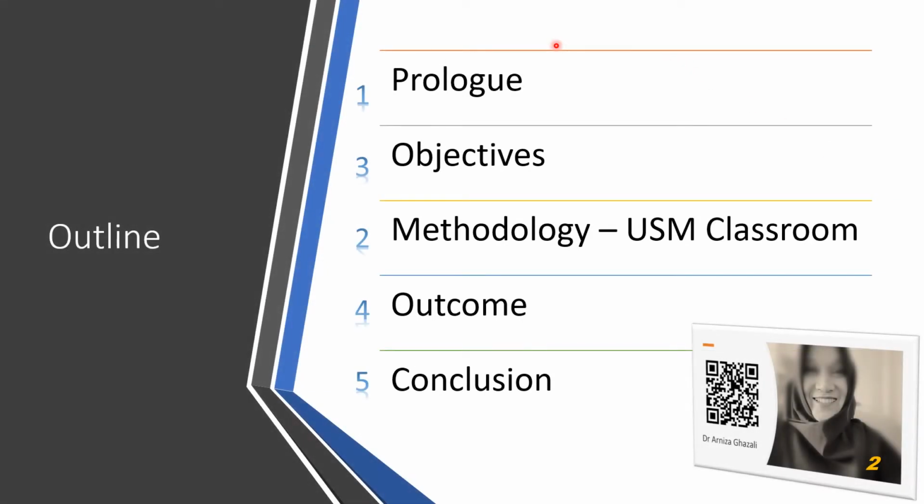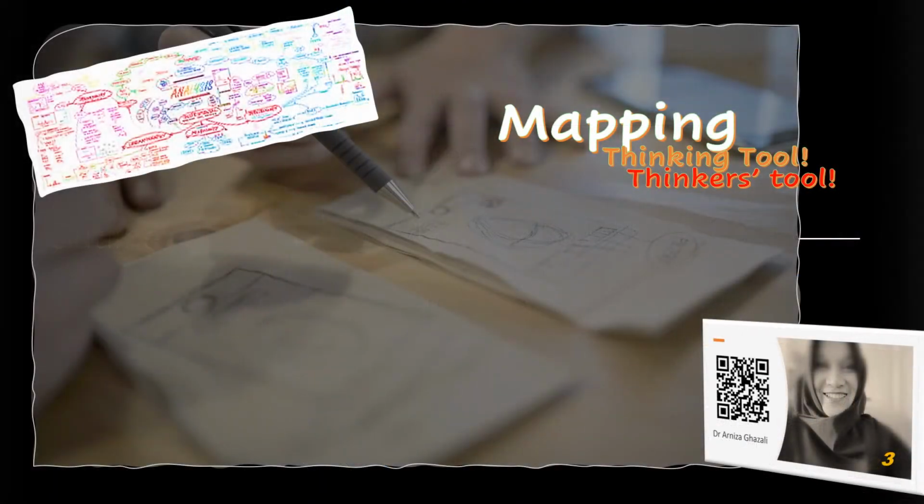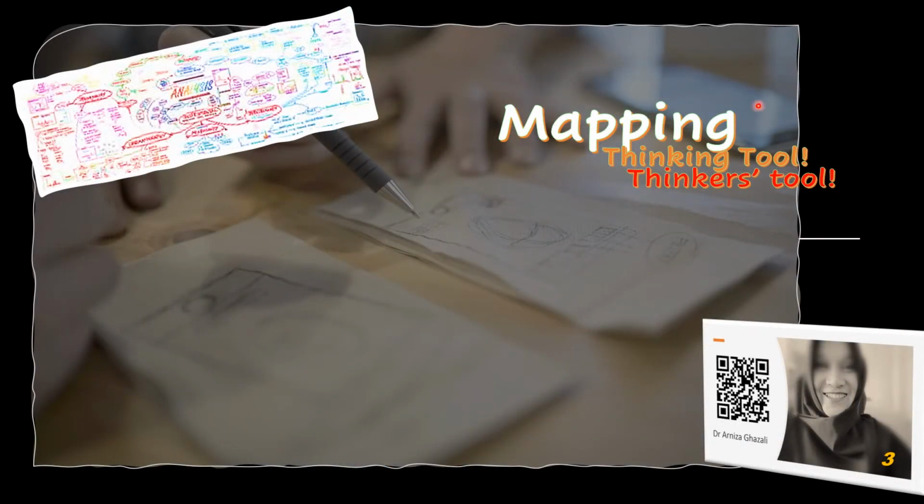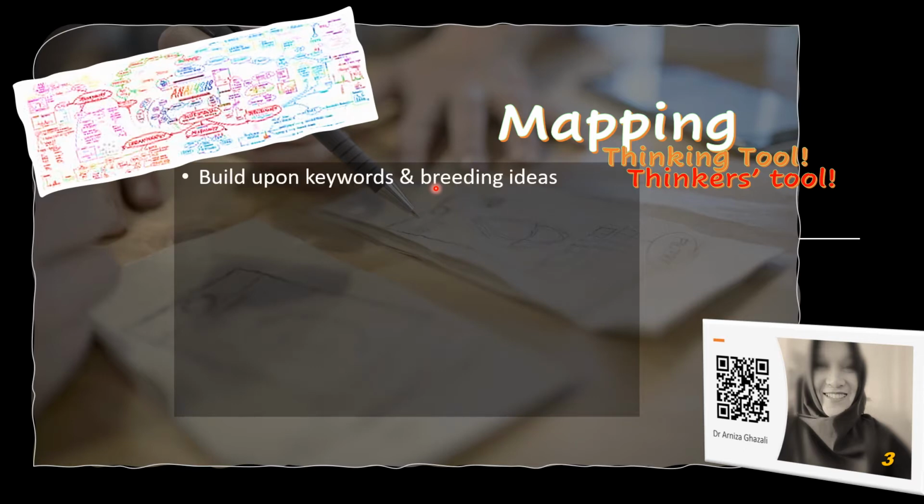As the flow normally goes, the presentation will cover these topics with methodology being described before the objectives. Let me first describe MAP. This is an example of MAP. Maps are built upon keywords and breeding ideas, and they are read radially, unlike normal linear text.